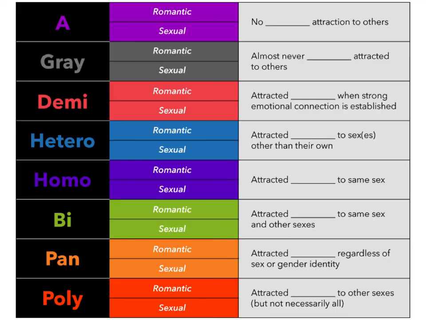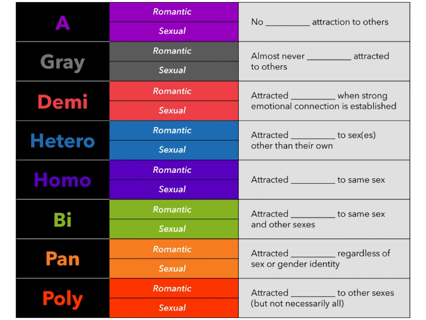Let us look at some of the different sexual orientations. A person being asexual implies no attraction to any of the genders. Gray sexual is almost never attracted, so very rarely. Demisexual would be those who are attracted only when there is an emotional connection. Hetero is the one where two opposite sexes are attracted to one another. Homosexuals are those that are attracted to the same sex, and bisexual are those that are attracted to both sexes.